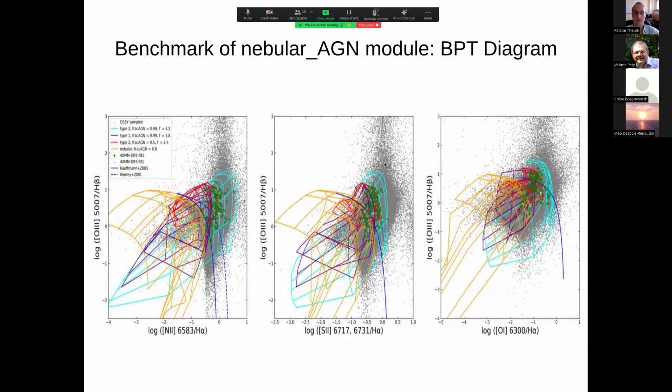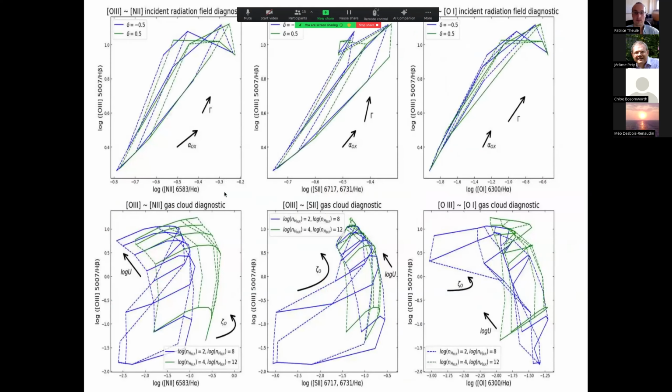Again, we can benchmark the module using a BPT diagram. This time we can reproduce both the galaxies in the starburst region and the galaxies in the AGN region. All the X-ray selected sample are in this region and we can reproduce them. And of course, this has the advantage that depending on the location of the galaxy, you can have an idea of the value of the different parameters.